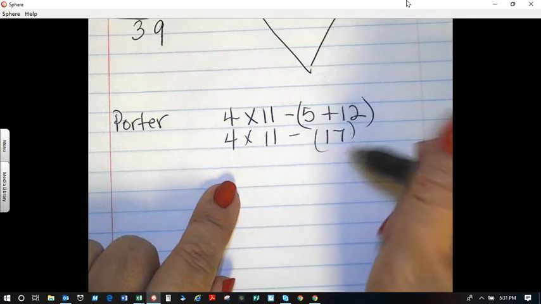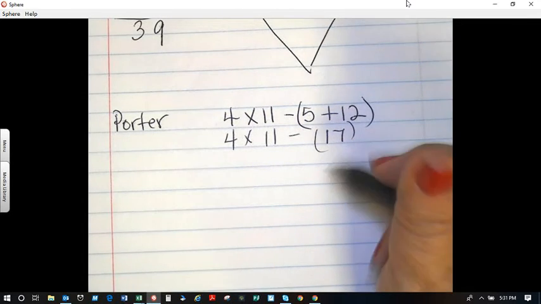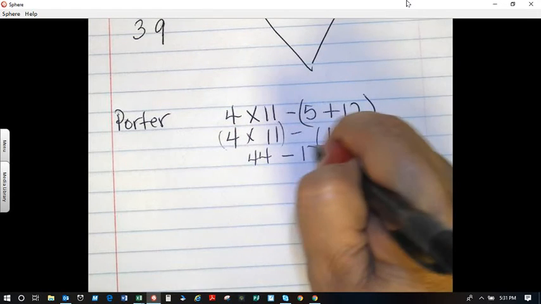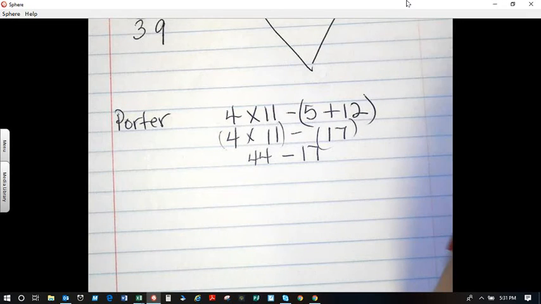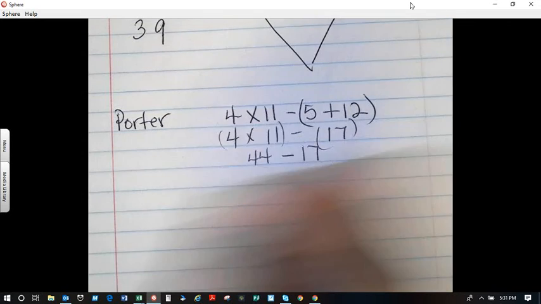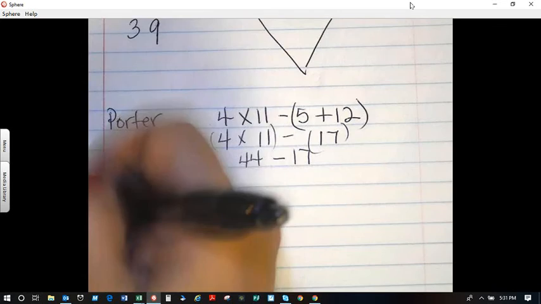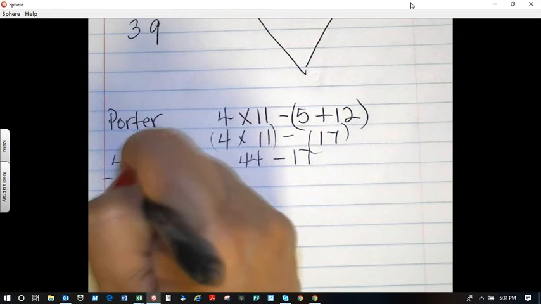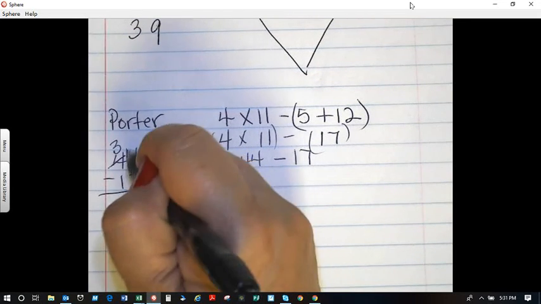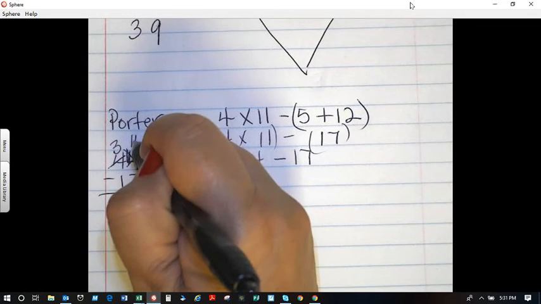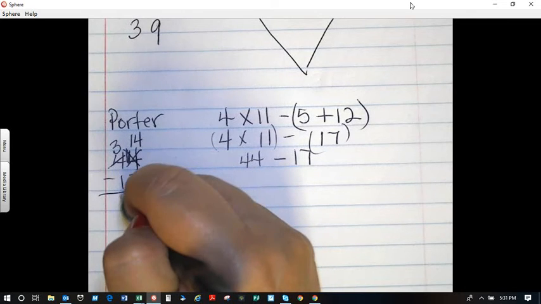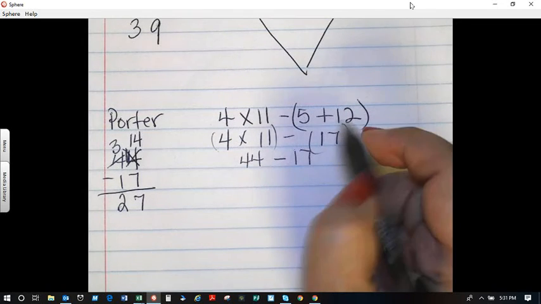Now, what do I have next? I have a multiplication, right? So it's here. So 44 minus 17. And what is 44 minus 17? So again, if I wanted to do my standard subtraction algorithm, I have 44 minus 17. I need to regroup. So I have 14. Actually, I'm going to just put the 14 above. 14 minus 7 equals 7. 3 minus 1 equals 2. So now I'm left with 27.